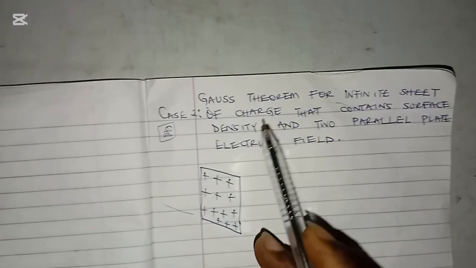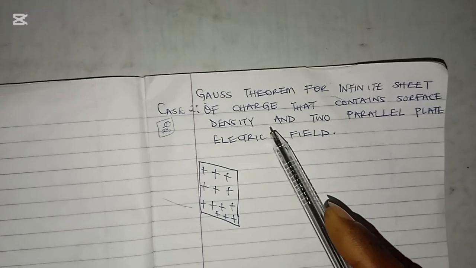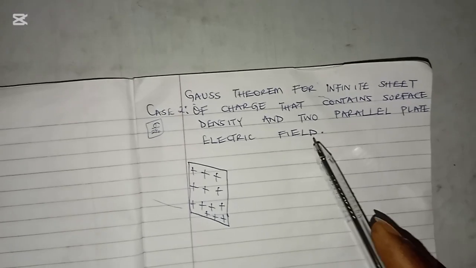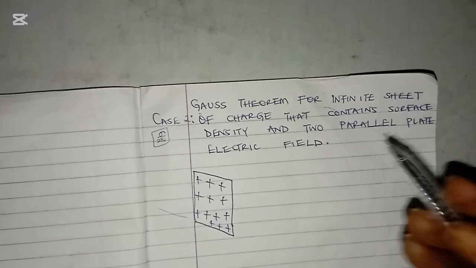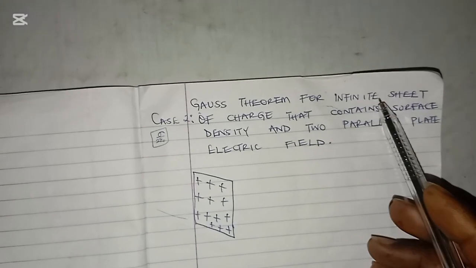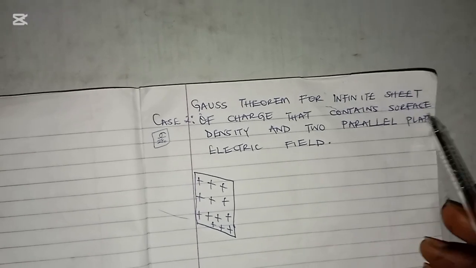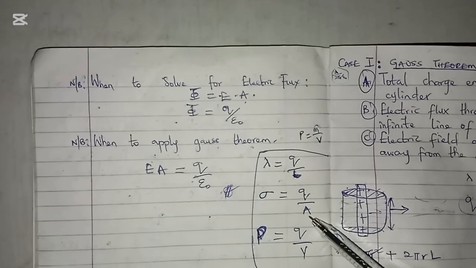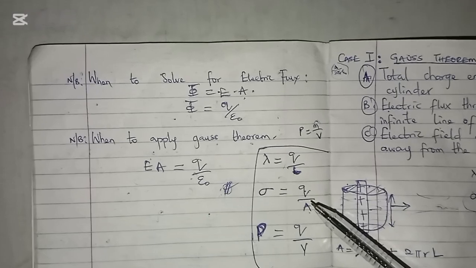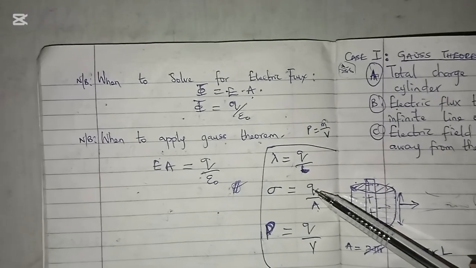So they say Gauss theorem. I said case 2: Gauss theorem for an infinite sheet of charge that contains surface density, and two parallel plane electric field. We use this Gauss theorem, if you remember, when we want to find electric field. It's the same thing as saying finding the electric field on an infinite sheet of charge that contains surface density, and two parallel plates electric field. Now remember that surface density is given by charge over area. Normally we know that surface density is mass over area, so in this case it's charge that we are using.